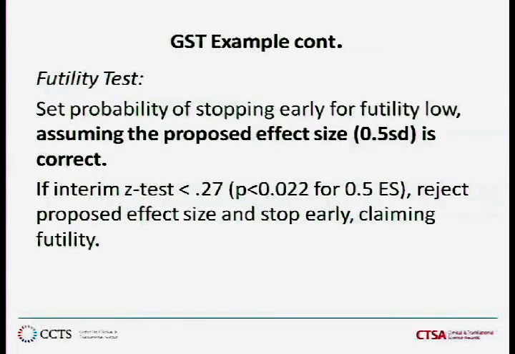And then we could also stop for futility, but we want to make sure we don't stop for futility unless there's a really low probability that we'll get significance, assuming you have the effect size that you expect, 0.5 standard deviation. You could stop for futility if the z-test halfway through is less than 0.27. That's a p-value of about 0.4. But what it really is saying is, if I had a z-test of less than 0.27, the p-value is less than 0.022 if the effect size was actually 0.5 standard deviation. And so with that small p-value, I can reject the proposed effect size of a half a standard deviation and say that I'm stopping and claiming futility. That's a simple example.